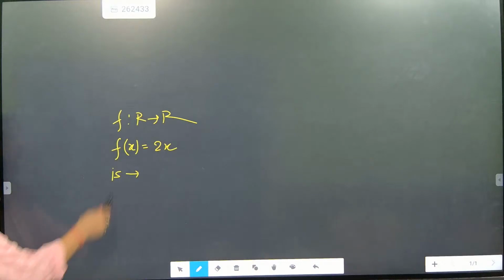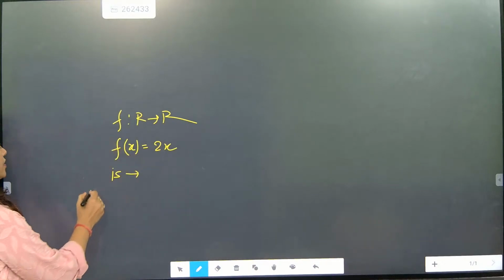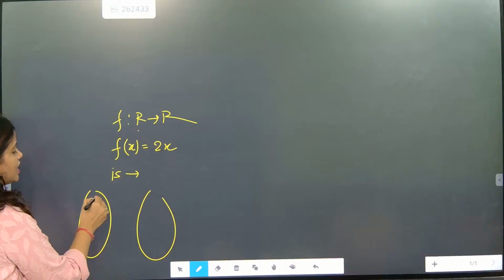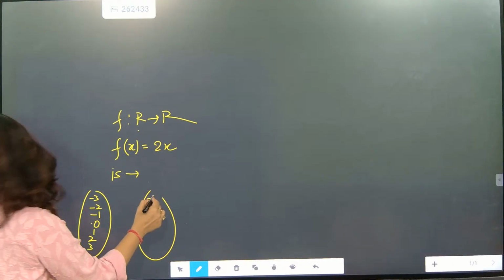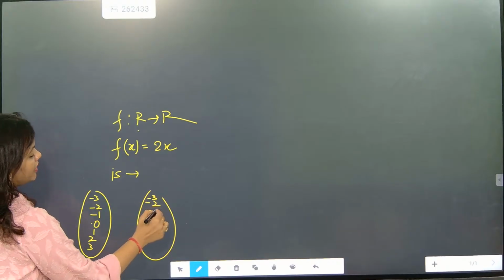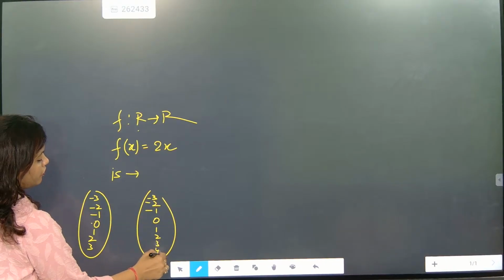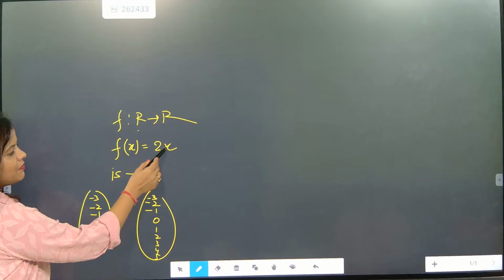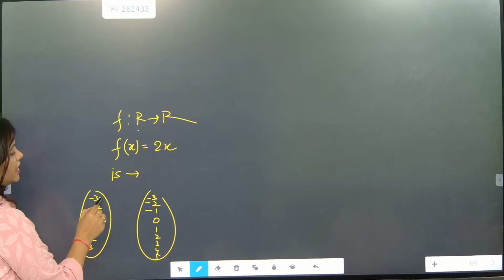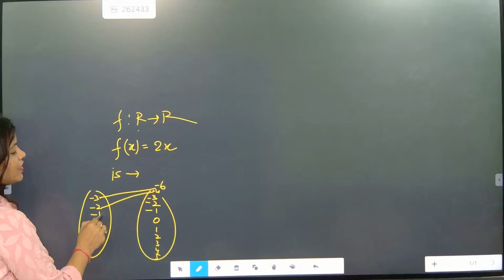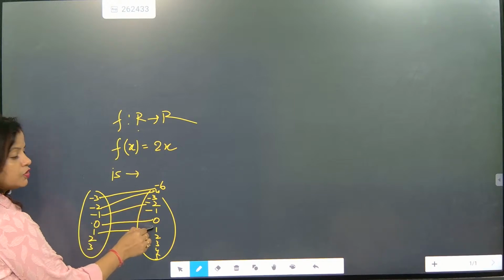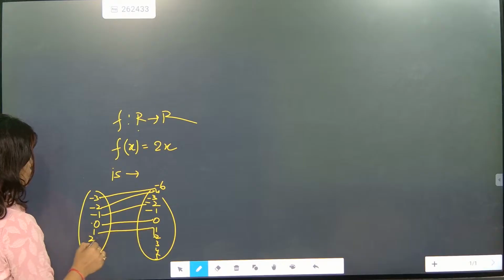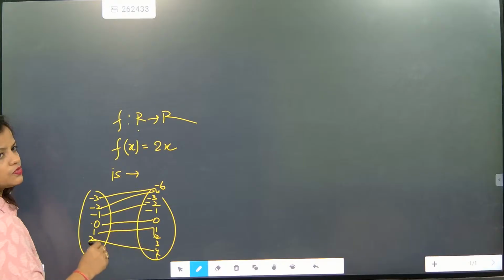So what exactly is f such that R goes to R? First, check the domain part. Domain is the set of real numbers. So we'll start with -2, -1, 0, 1, 2, 3. And the codomain we can also write as -3, -2, -1, 0, 1, 2, 3, 4, 5 like that. When we multiply by 2, -3 becomes -6, then -2 becomes -4, -1 becomes -2, 0 becomes 0, 1 becomes 2, 2 becomes 4. Did you notice one thing? It is 1 to 1.